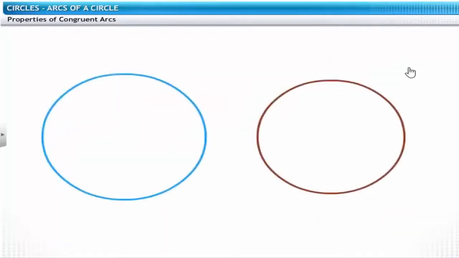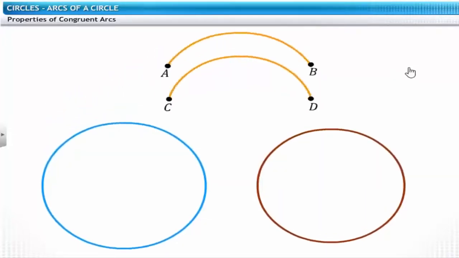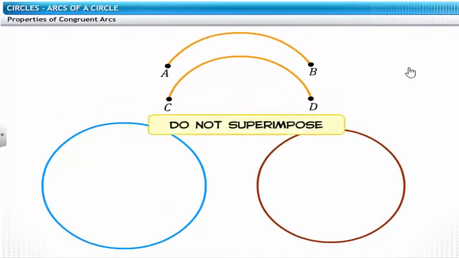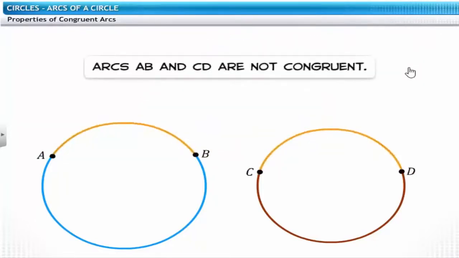Before we move on to study a few properties of congruent arcs of a circle, let us look at the condition of the congruency of arcs once again. As you can see, here are 2 arcs from 2 different circles. They are of the same length, but they do not superimpose each other completely. This is because these arcs are curved differently. These arcs are not congruent.